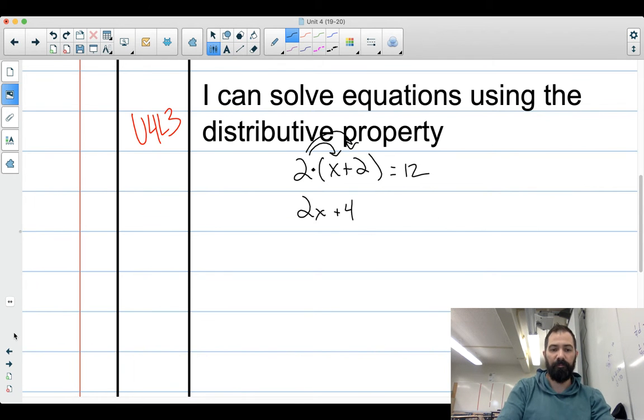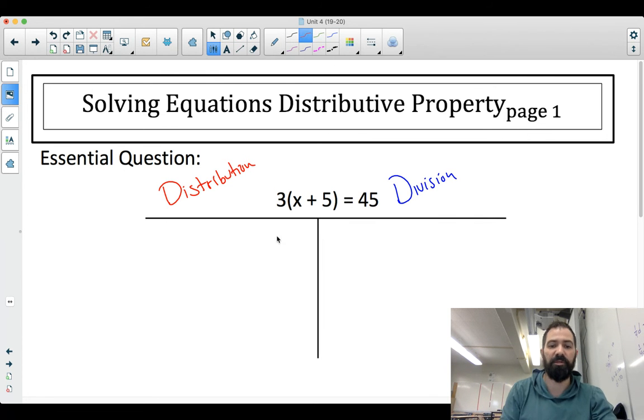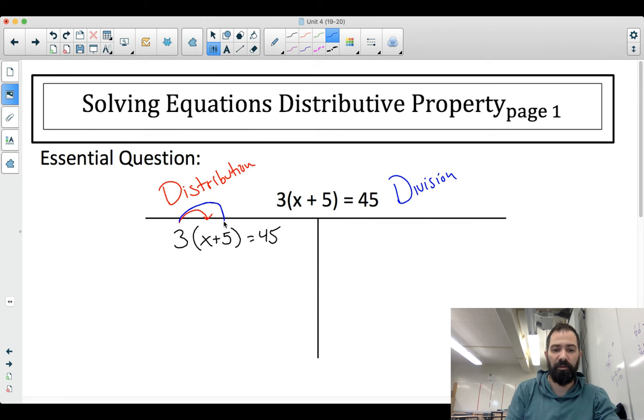Let's get going here. First example here, we're going to use two different ways to solve these problems. We're going to use distribution, and we're also going to use division, just to show a quick way to solve these problems. We have the problem 3 times x plus 5 equals 45. We're going to use distribution to hand out evenly our number outside the parentheses. So we end up with 3x. And I said before, we're always going to put a plus sign in the middle there. 3 times 5. And that's going to still equal 45.